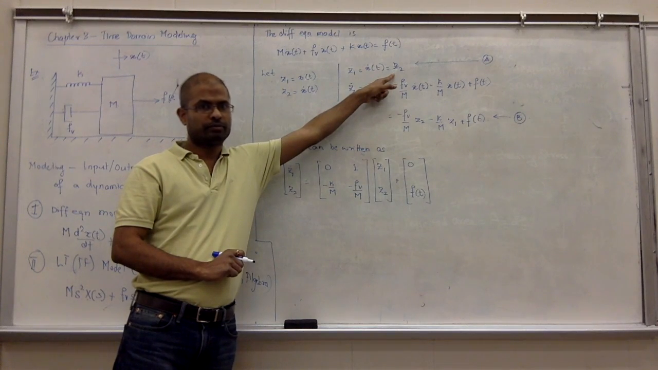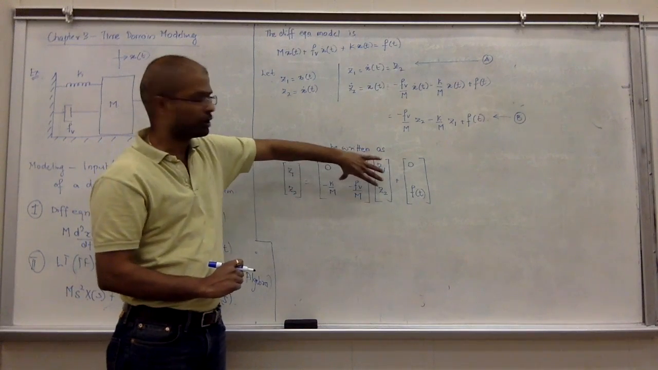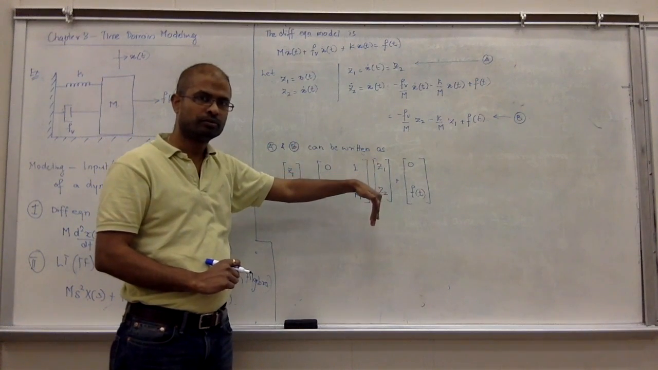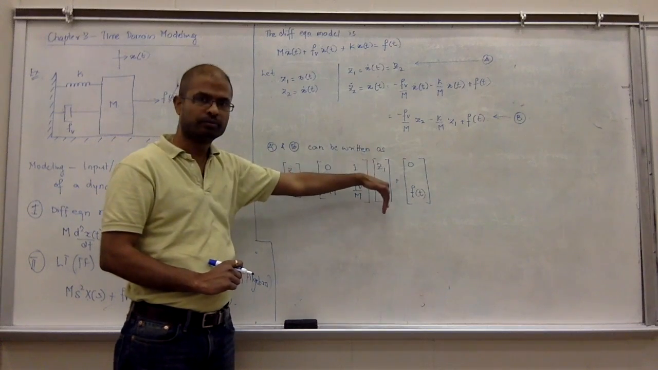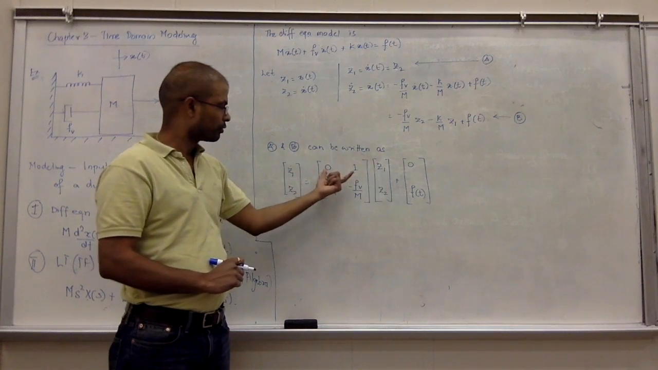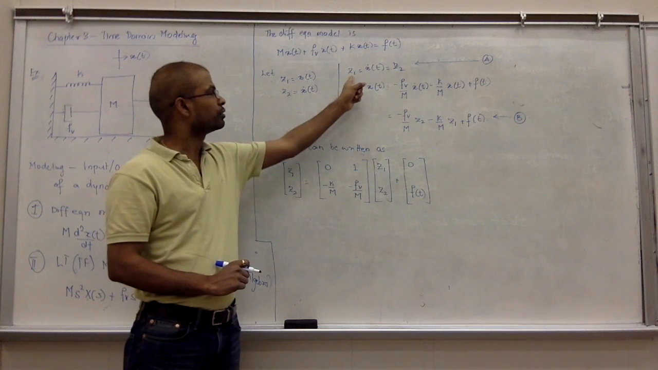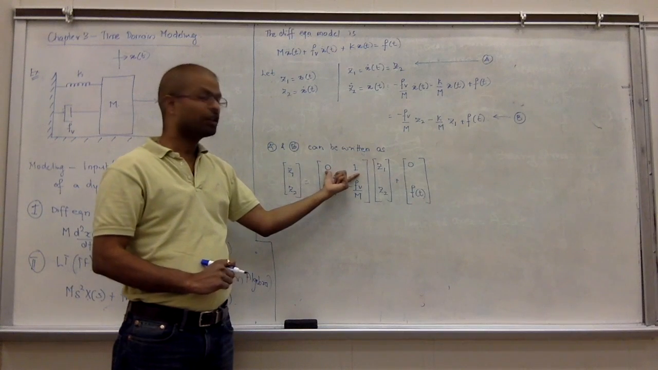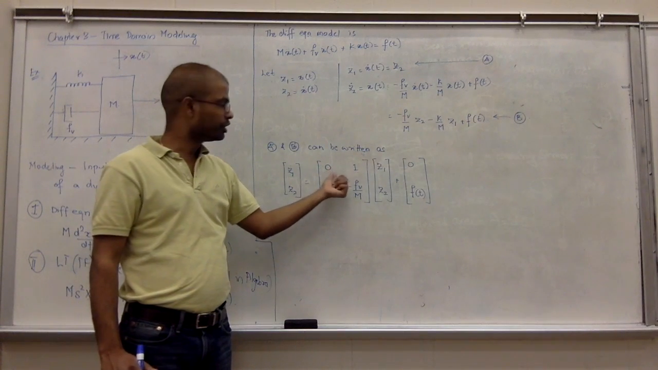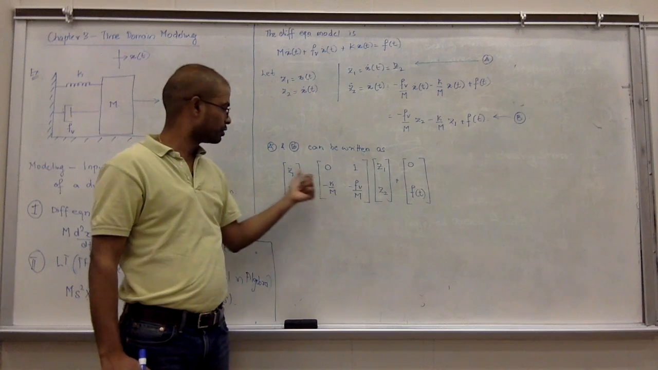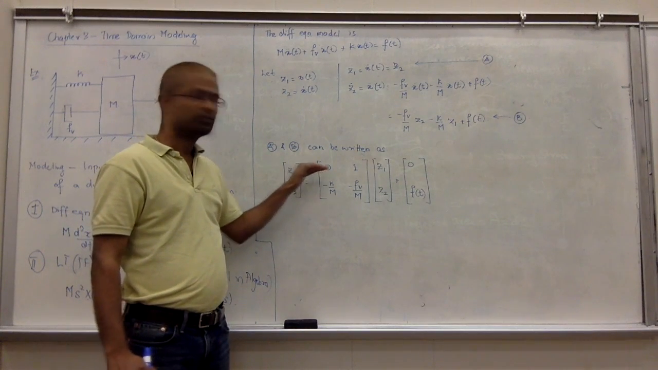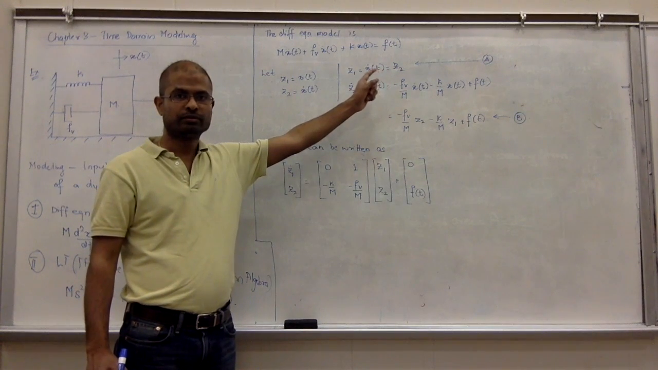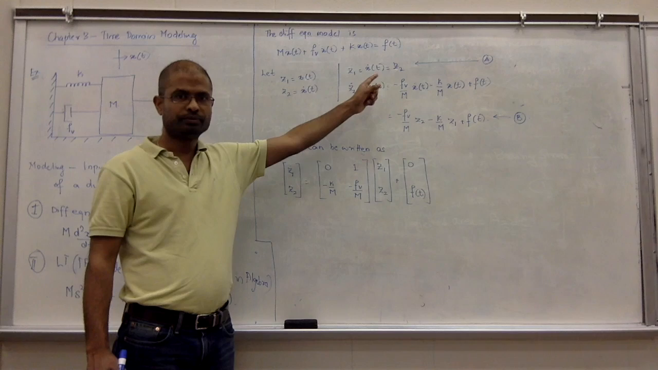So how do you multiply these two matrices? You go row, column, right? And row, column. If you see, Z1 dot only relates to Z2. Am I capturing that in this matrix? Yes. 0 into Z1, 1 into Z2. So Z1 dot is equal to Z2 plus 0. There is no f of t term associated with that. You see it?